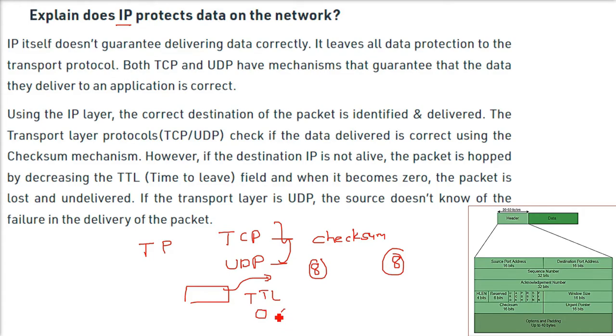If the transport layer is UDP, the source doesn't know of the failure of the delivery of the packet. That is why UDP is non-reliable. TCP is reliable. The checksum in TCP is mandatory. In UDP, checksum is optional.